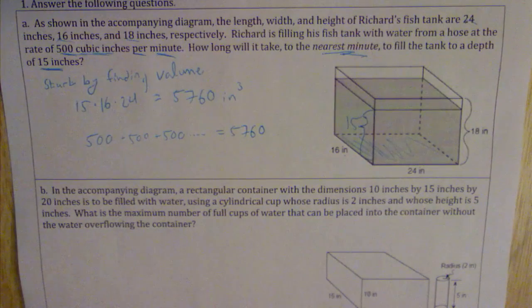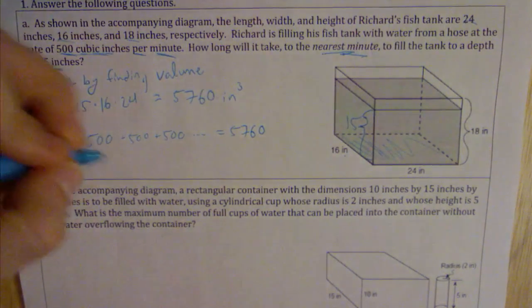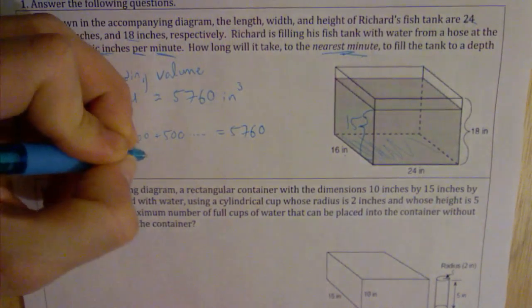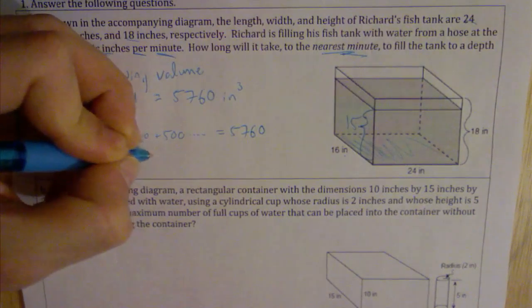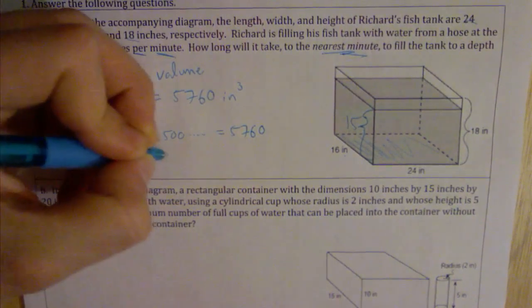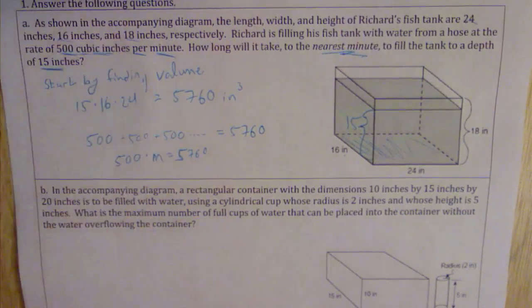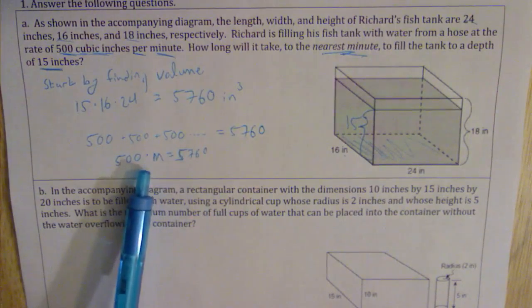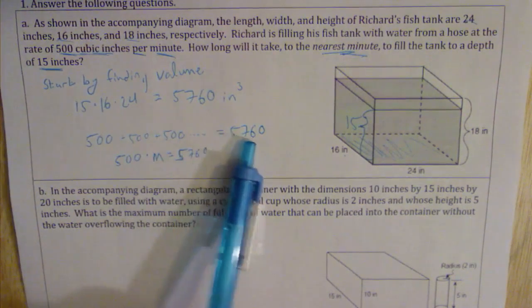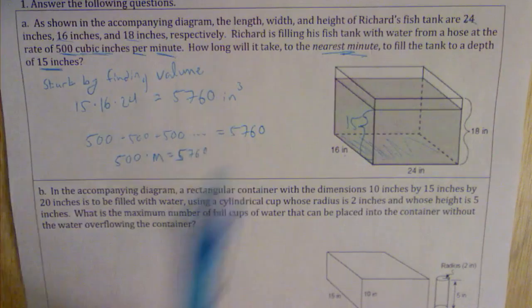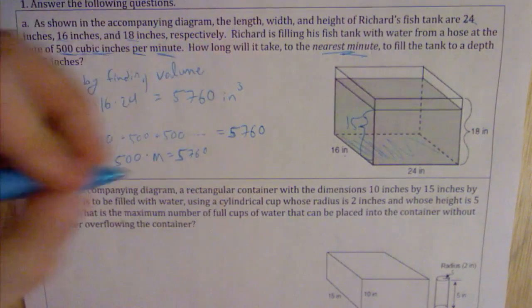So I could do that and then just say, all right, 500 times how many minutes is going to get me 5,760. Or I can just realize, and this is going to get me there anyways, that I'm just trying to see how many 500s fit into this, which I can solve by dividing.